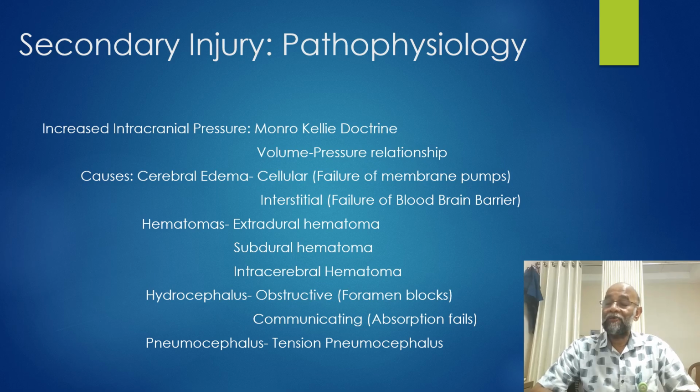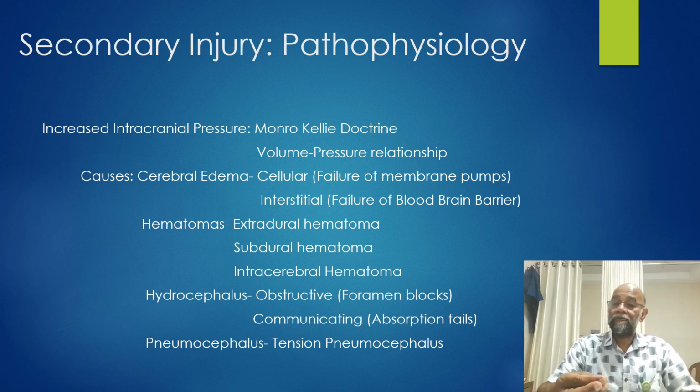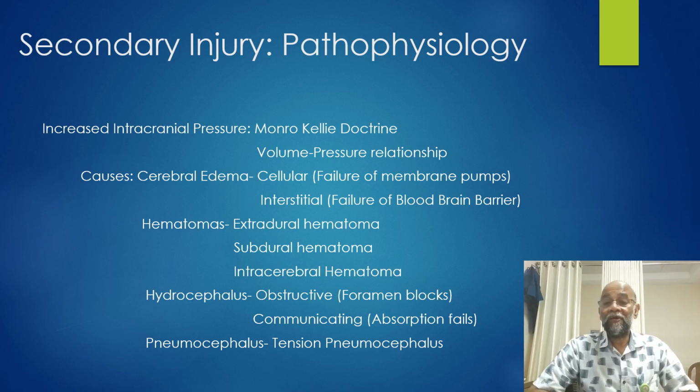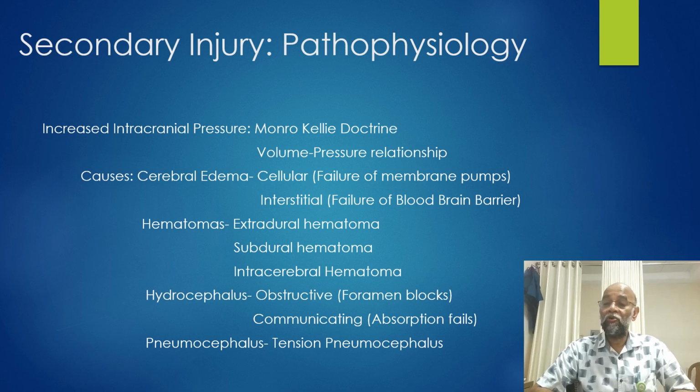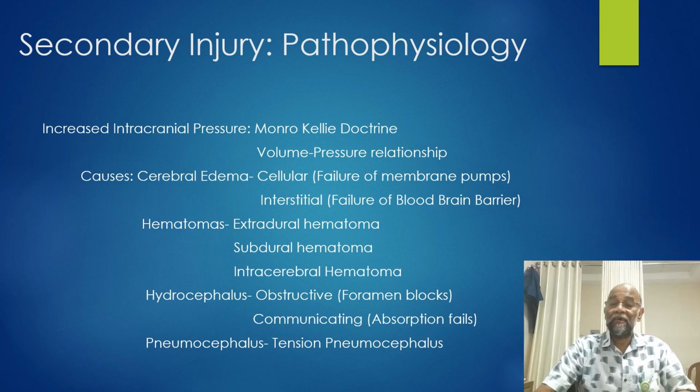Hydrocephalus occurs after a head injury because of a blockage. This blockage can be within the ventricular system, resulting in an obstructive hydrocephalus, or it can be an absorption failure, because the blood floating in the subarachnoid space can result in an occlusion or a decreased absorption within the arachnoid granulations, which are supposed to draw back the CSF into the venous circulation. Pneumocephalus, when it becomes a tension pneumocephalus, can result in increased intracranial pressure.